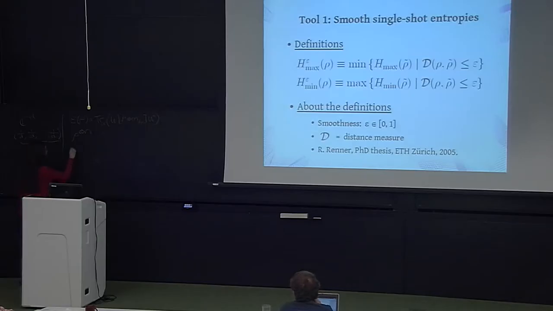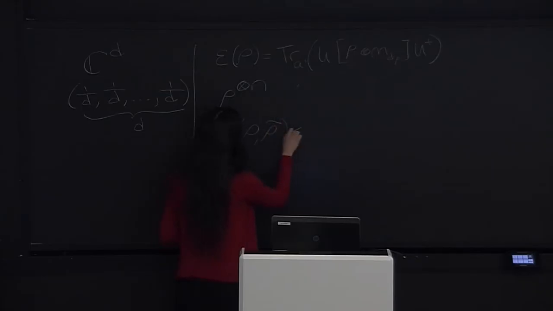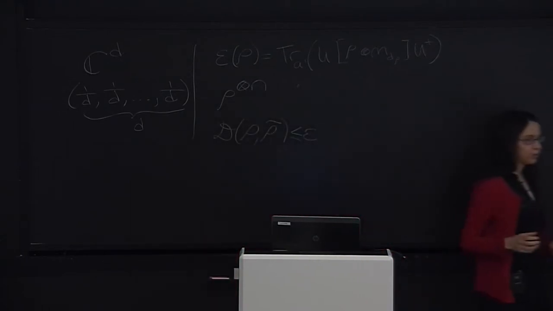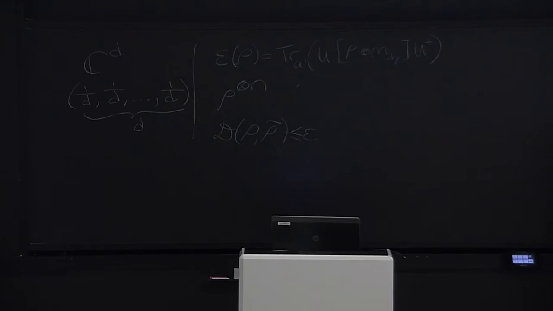We choose a distance measure, a measure of the distance between quantum states, like the trace distance. We find all the states rho tilde whose distances from rho are less than or equal to epsilon. We calculate the max entropy of each rho tilde. The minimum max entropy is the smooth max entropy of rho. We calculate the smooth min entropy of rho similarly.